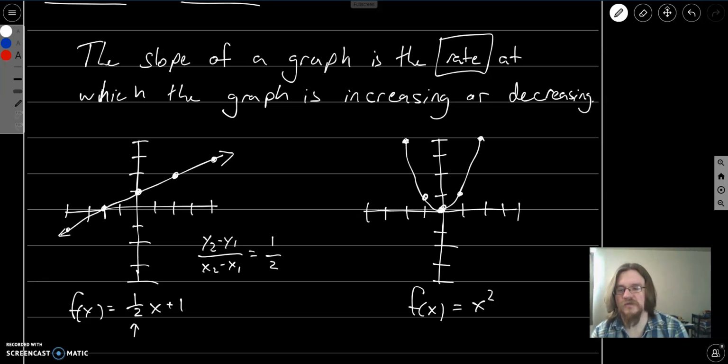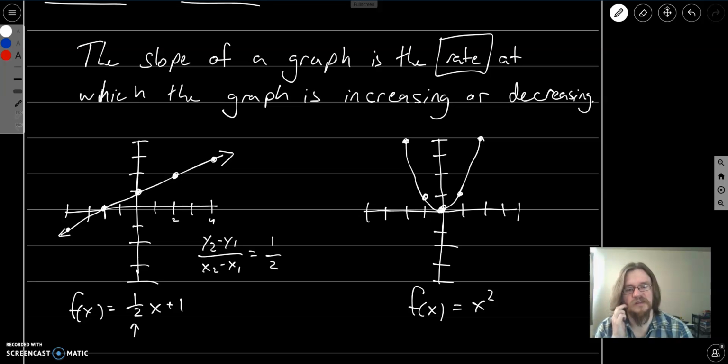It doesn't matter where we do this. If we look from x equals 2 over to x equals 4, again, if we go over 2, we've gone up 1. So that rise over run is always just 1 over 2. If we're over here at -4 going over to -2, we go up 1 and over 2. It doesn't matter where along our line we are, it's always up 1 over 2.